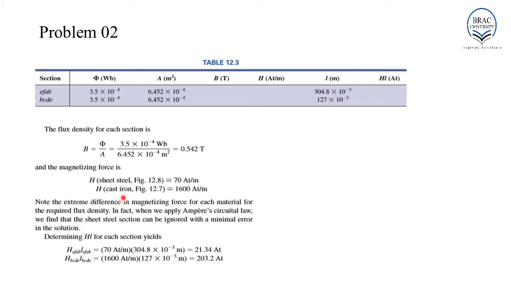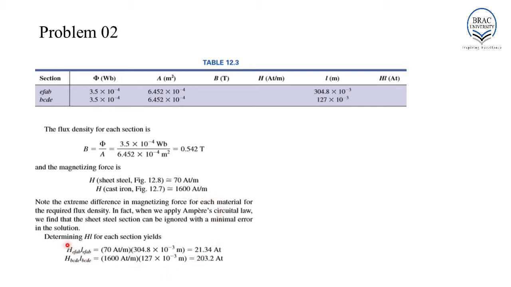Using the BH curve, we can determine the value of H for sheet steel corresponding to the value of B of 0.542 Tesla, which will be equal to 70 ampere turn per meter. And the value of H when the value of B is 0.542 Tesla for cast iron is 1600 ampere turn per meter.